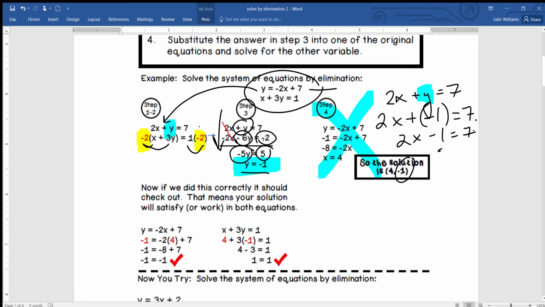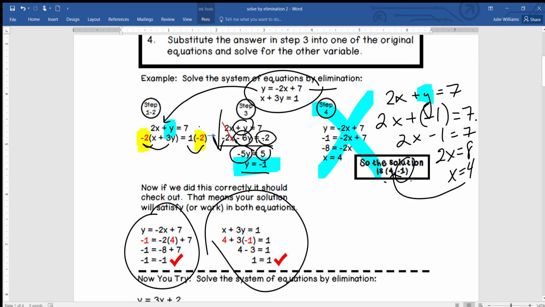I add the 1 to both sides. 2x equals 8. So x is equal to 4. Thus that. And then we check it in the same manner. We plug in both solutions, both the x and the y, to both equations and figure out if it was right. Okay? Alrighty. Questions.